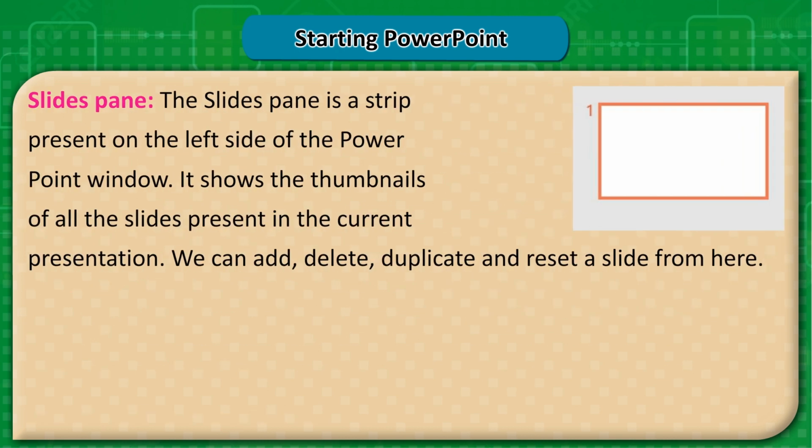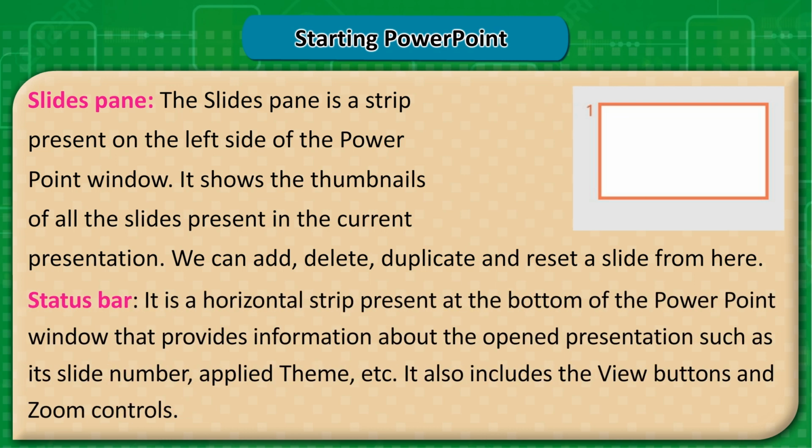Slides pane. The Slides pane is a strip present on the left side of the PowerPoint window. It shows the thumbnails of all the slides present in the current presentation. We can add, delete, duplicate and reset a slide from here. Status bar. It is a horizontal strip present at the bottom of the PowerPoint window that provides information about the open presentation such as its slide number, applied theme, etc. It also includes the view buttons and zoom controls.